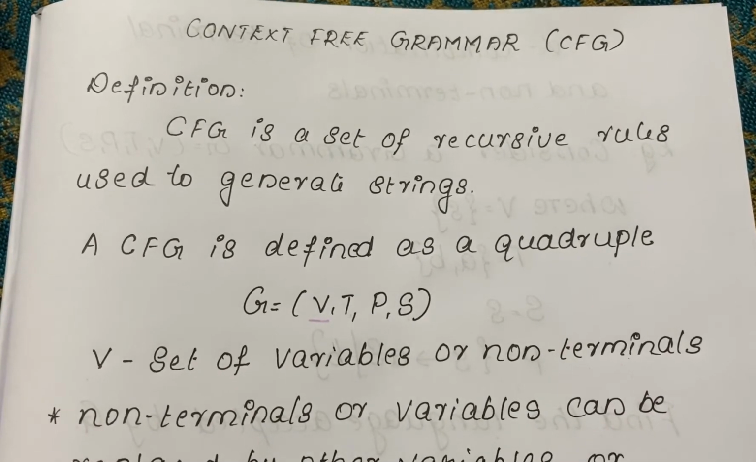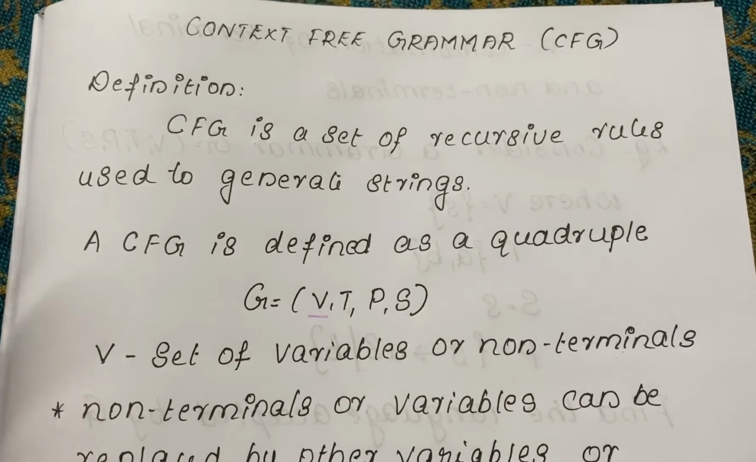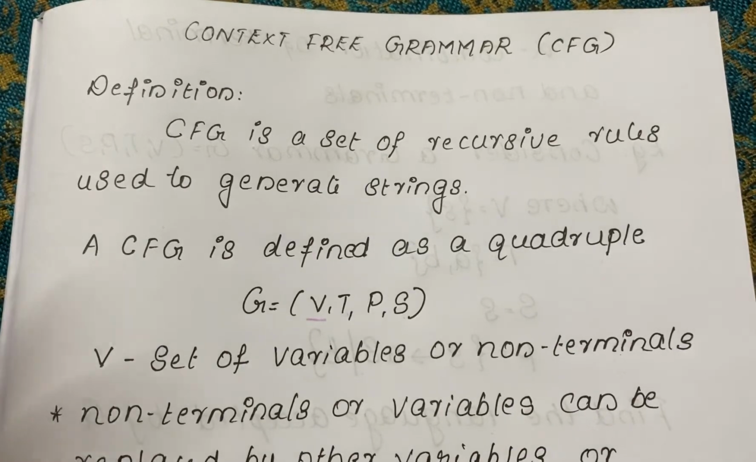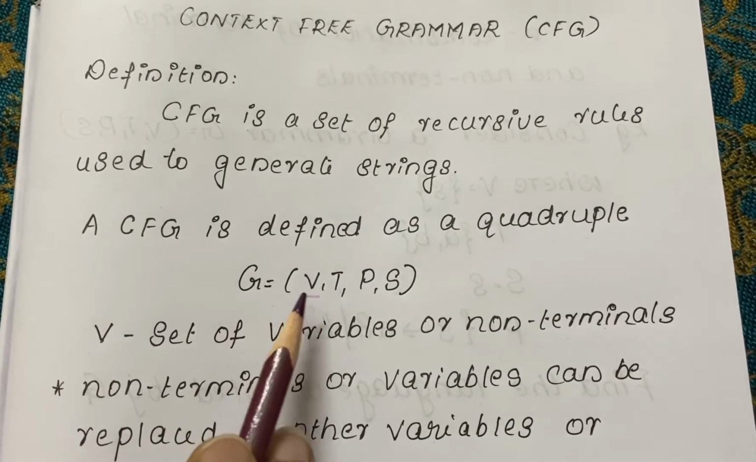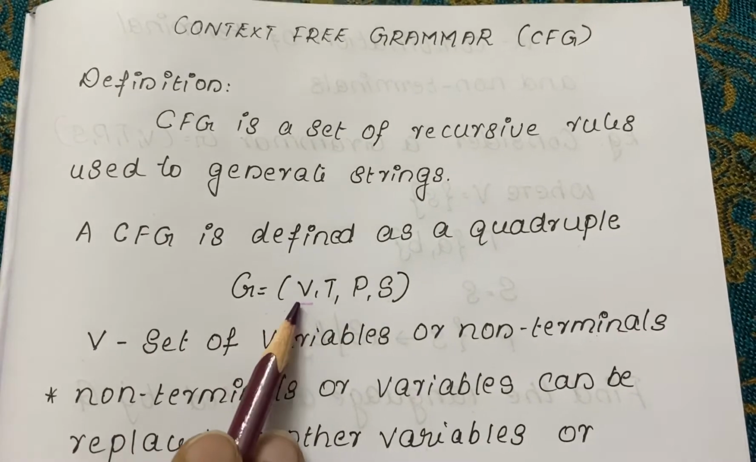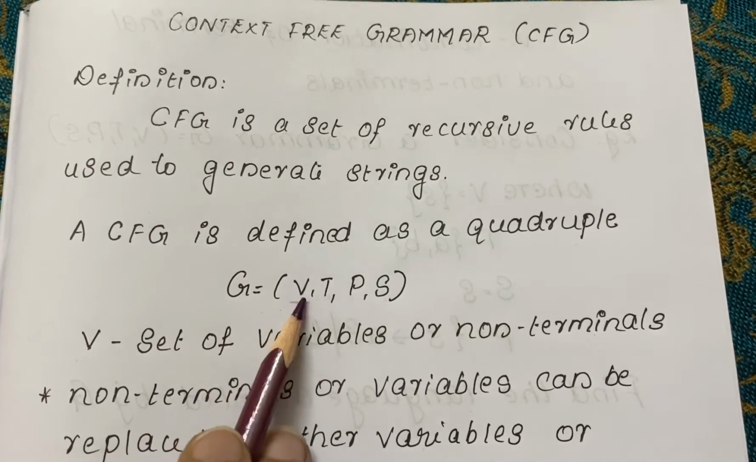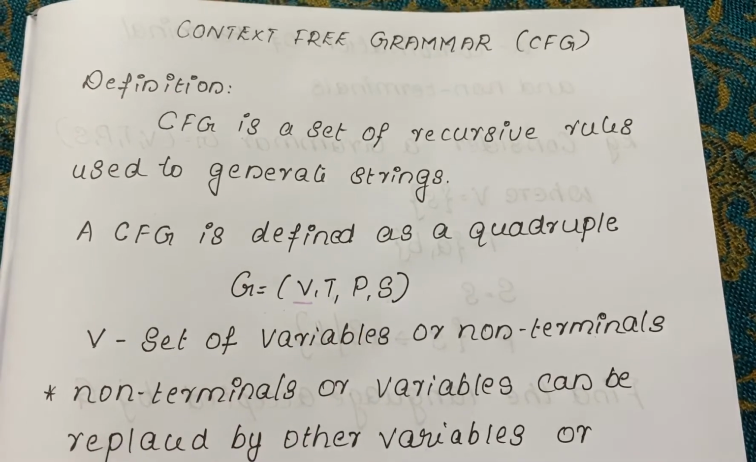Usually a context-free grammar is defined as a quadruple. What do you mean by quadruple? There will be four things in your grammar. So G is equal to V, T, P and S. Now we will see what these four items are: what V, T, P and S stand for.